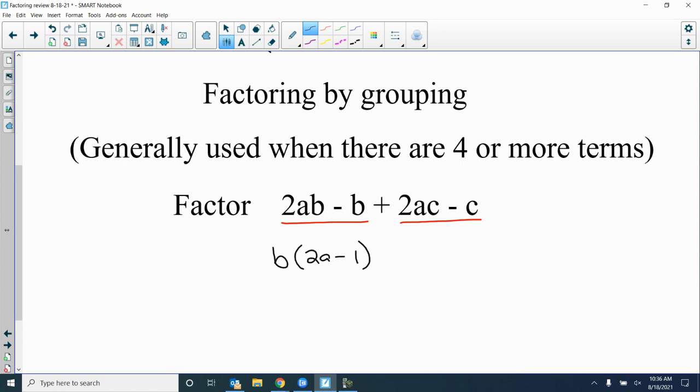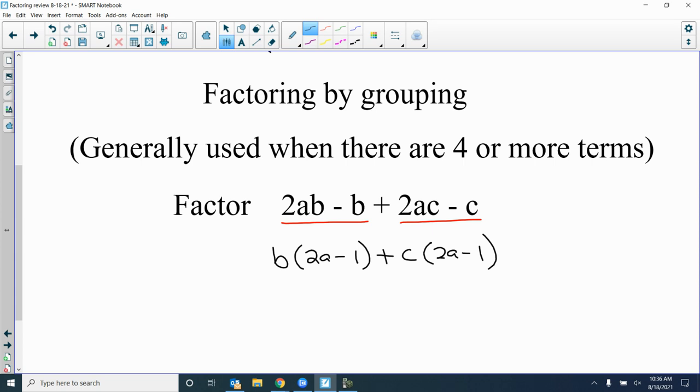And for the second 2 terms, is there a GCF? C. It is c. Now, here's a key thing. This sign here has to come down. Whatever that sign is has to come down, and you put a c there, and then you divide both of those by c, and you get 2a minus 1. Now, here's the key thing: those 2 groups need to be the same. If they're not the same, we're stuck.